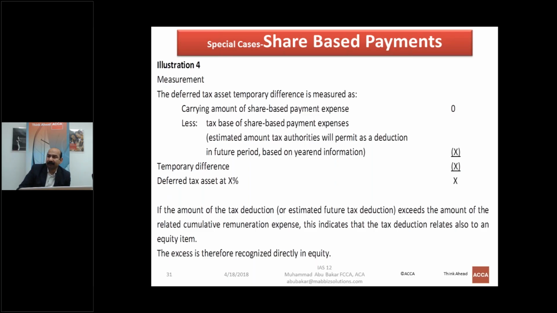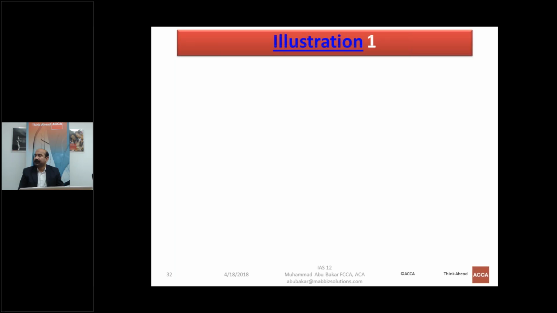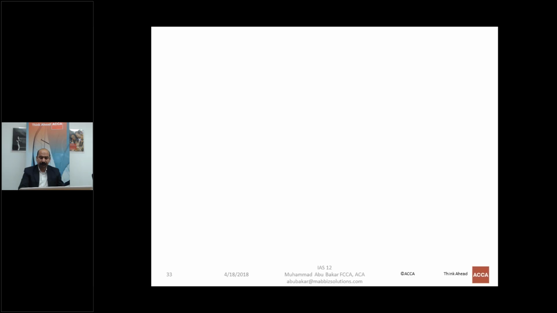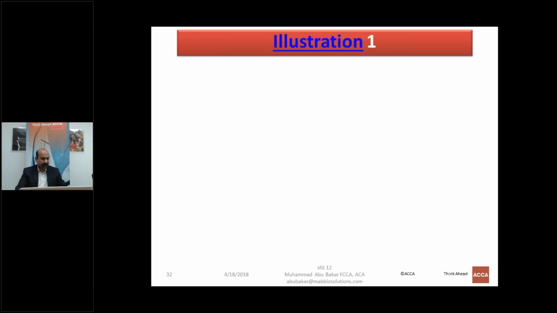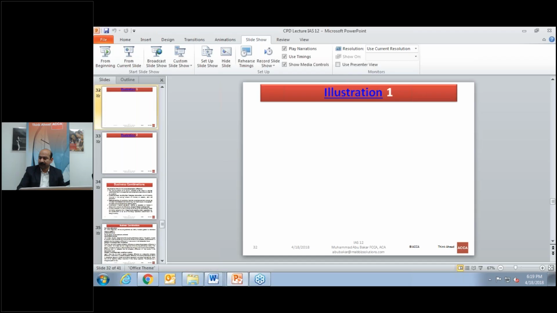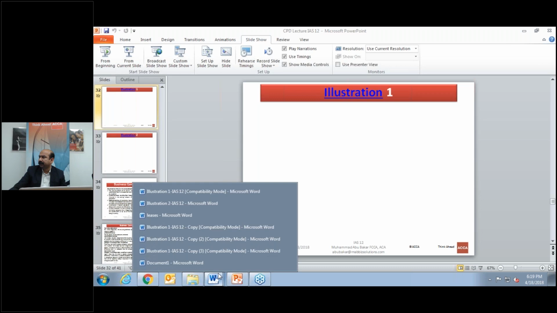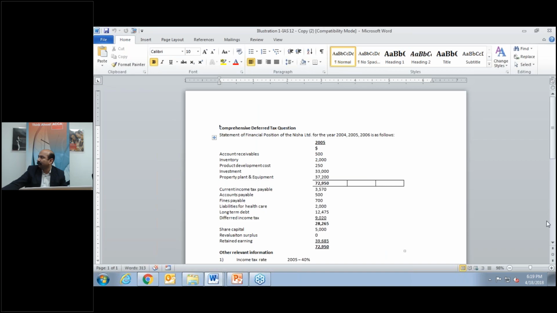These were, in fact, individual transactions, and how these transactions affect deferred tax. Now let's try to look at the big picture with the help of illustration 1. This is also available with you. This is illustration number 1, and this was sent in the form of handouts. It is in downloadable form. Okay, this is illustration number 1.